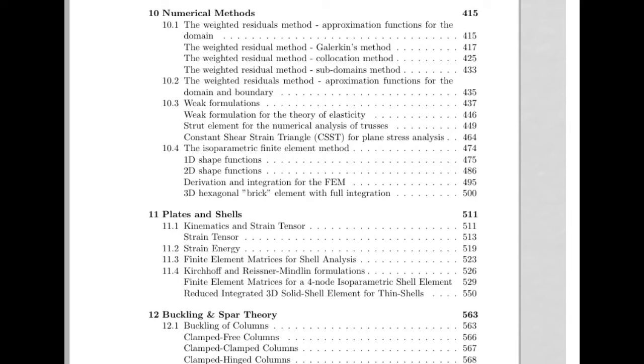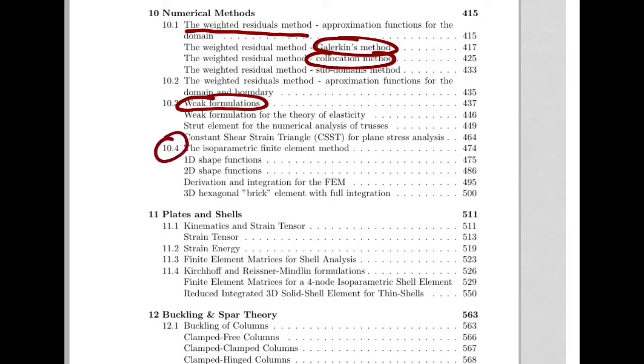So like I said, we will start with the weighted residuals method. We'll talk about Galerkin's method, collocation method, and then we will move to weak formulations, which is very important to derive the finite element matrices for elasticity. And then in this section 10.4, we will derive some important formulations for some specific elements, for 1D elements, 2D and 3D elements. In chapter 11, we'll focus more on plate and shell elements.